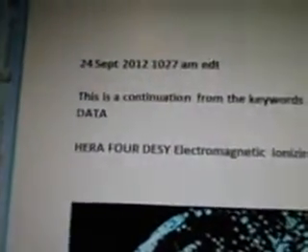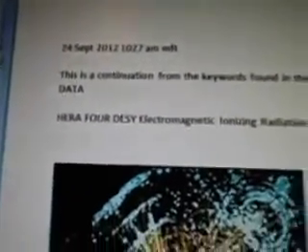So I'm going to film another Higgs video. This is HERA 5, Higgs fields, Hadron, CERN, Tetraquarks, NONET, Meson, Electromagnetic force. So I did the research on it September 24th, 2012. Today's October 4th. So this is a continuation from the keywords found in the previous video data. There's HERA 1, 2, 3, 4 before this, and it goes up to 6.